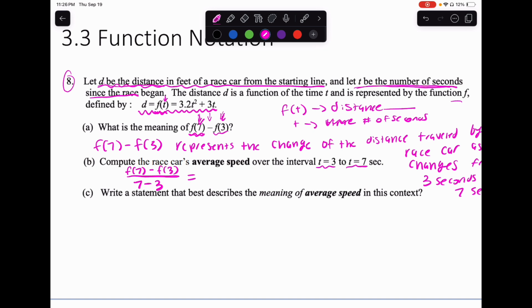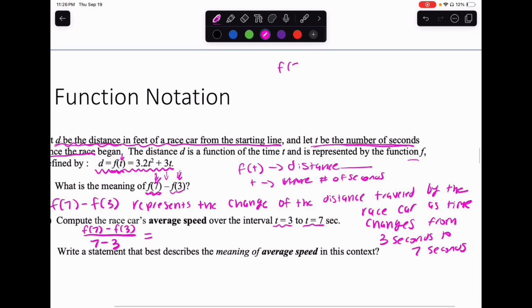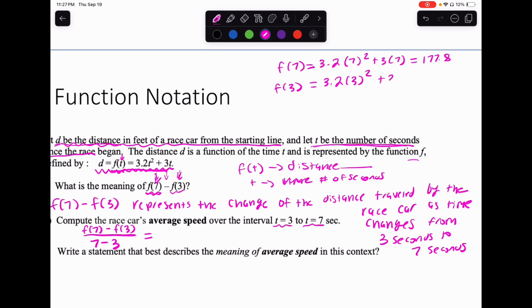Now, if we went through and actually solved it, you would have to ask, what is f of 7? f of 7 is going to be 3.2 times 7 squared plus 3 times 7, just plugging 7 into our equation over here. And that's going to equal 177.8. You would do the same thing for f of 3. f of 3 is just going to be 3.2 times 3 squared plus 3 times 3, which is going to equal 37.8.